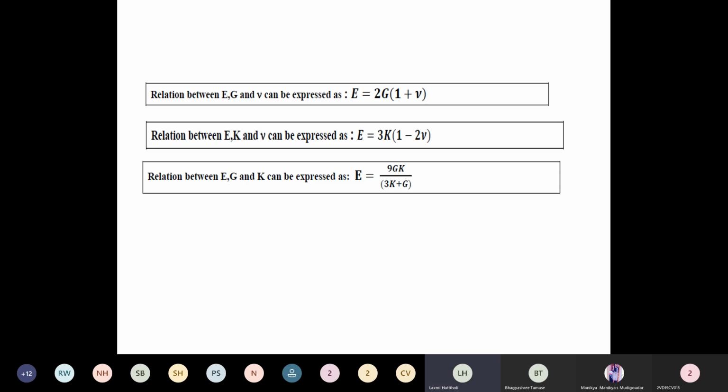So you can use these equations in your previous problems. You can check the assignment questions related to this and use those equations in the previous numerical examples. Anything else to be discussed? Do you have any other doubt?